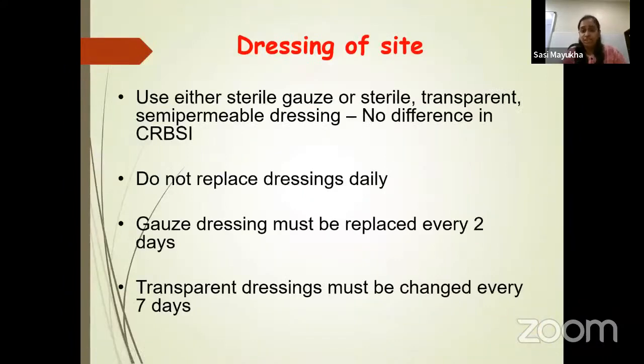So as I was talking about dressing of the site, use either sterile gauze or a semi-permeable dressing. You need not replace the dressings daily. But if it's a gauze dressing, you have to replace it every 2 days. If it is a transparent dressing, it can be changed every 7 days. But if there is soiling of the dressing, it has to be changed immediately.